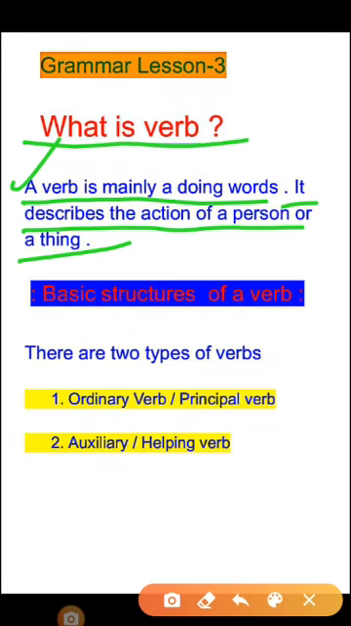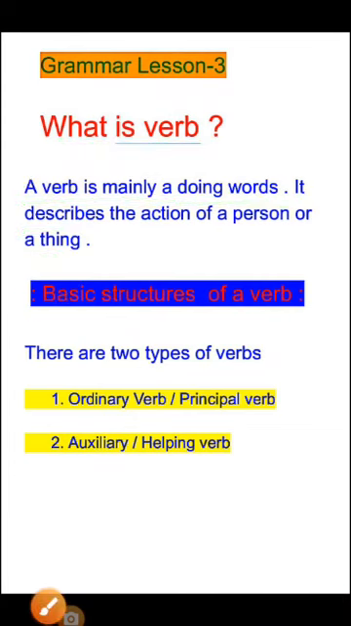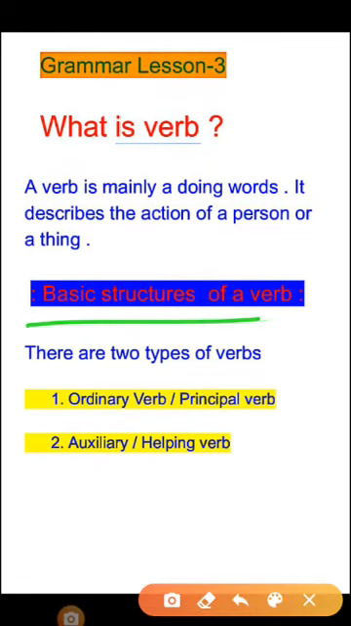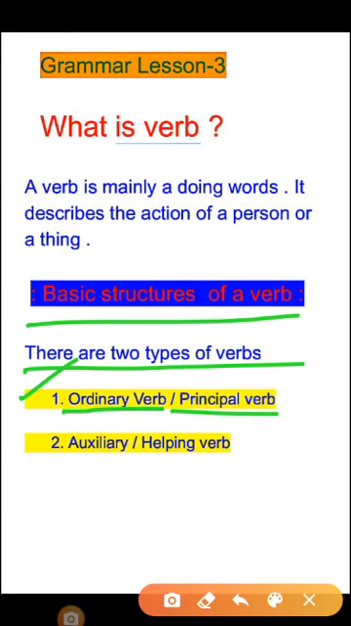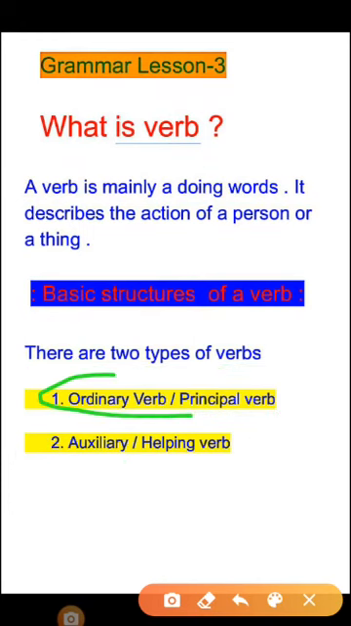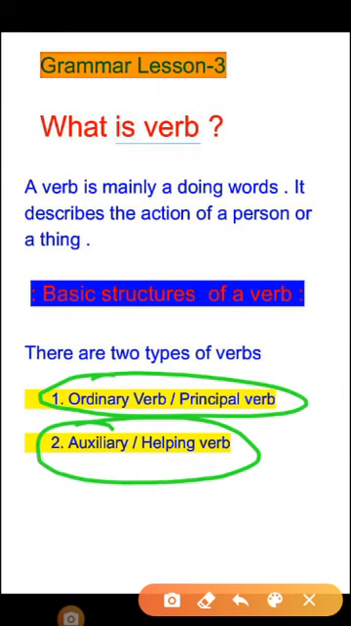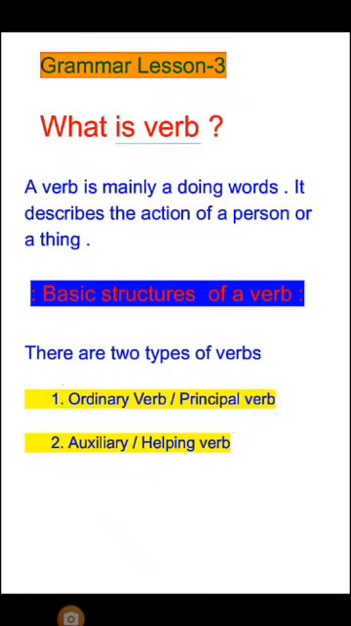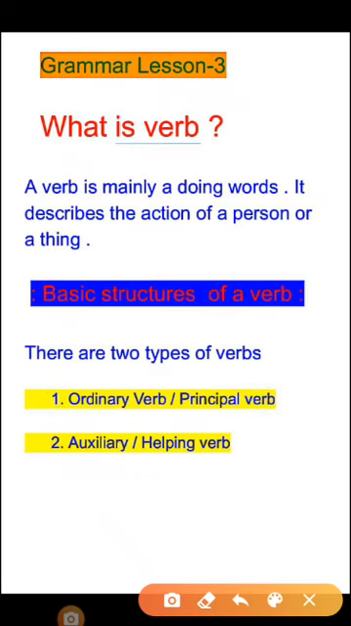Now see the basic structures of a verb. According to basic structure, there are two types of verb. One is called ordinary verb or principal verb, and the other is called auxiliary or helping verb. Here ordinary and principal are the same, and auxiliary and helping are the same. Now let us know what an ordinary or principal verb is.